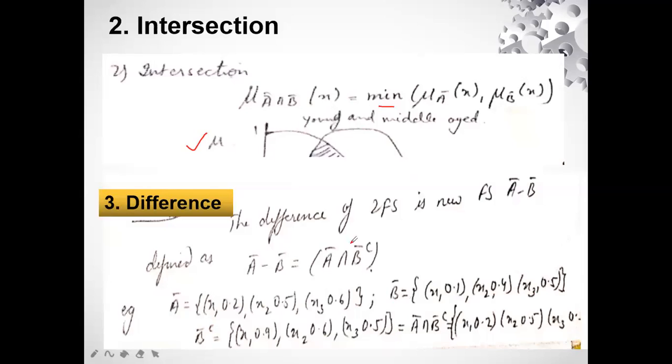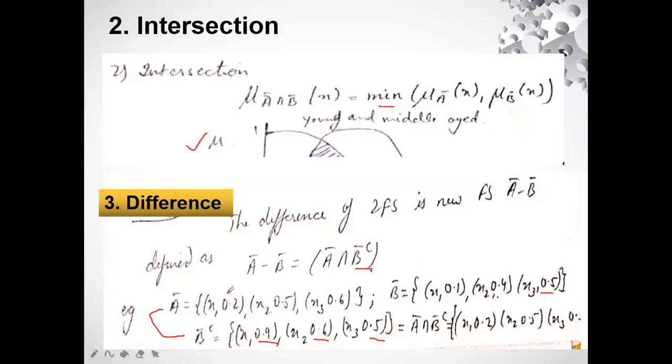So first of all, I need to calculate the B bar complement. So B bar complement will be 1 minus 0.1 will be 0.9. Okay, 1 minus 0.4, because how do we calculate the complement? Complement we calculate by 1 minus the value. So 1 minus 0.4 will be 0.6. 1 minus 0.5 will be 0.5. And finally we get the B bar complement as x1 0.9, x2 0.6, x3 0.5. Now we are going to do the intersection of A bar and B bar complement.